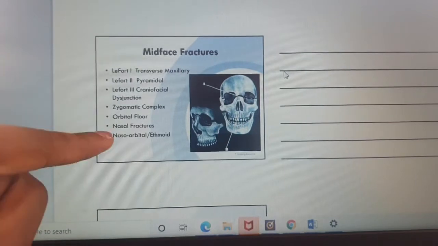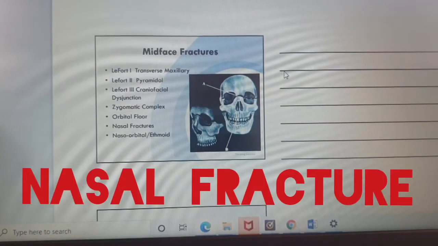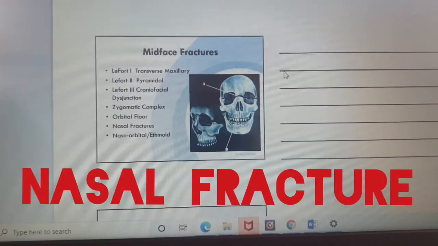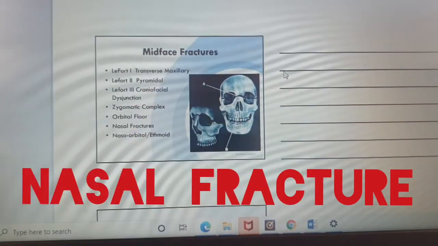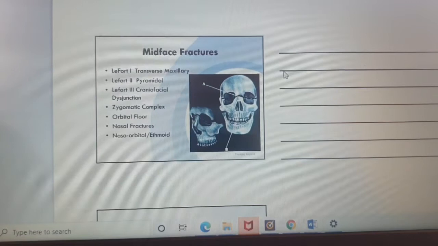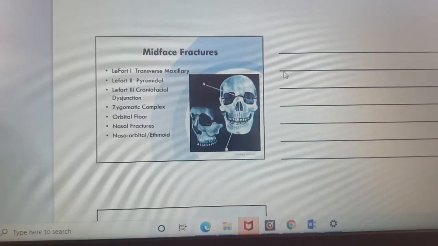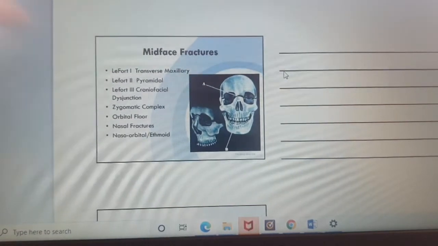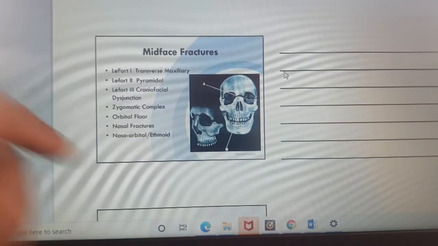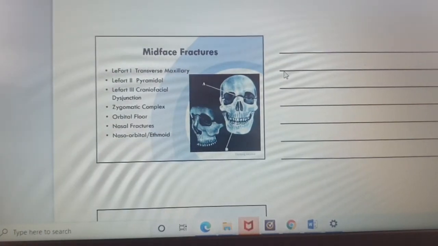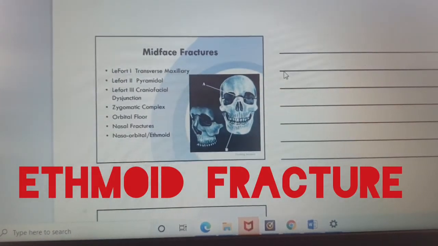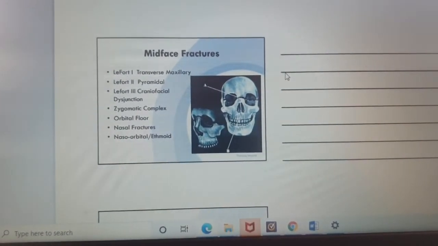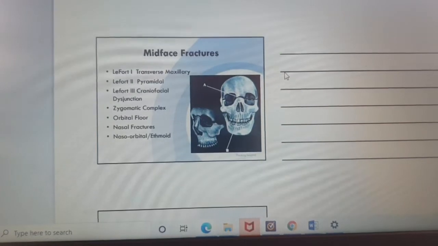And then from there they talk about nasal fractures. This is basically a fracture of your nose. A good punch to our nasal structures, also known as the nose, may cause the fracture of the nasal bone and/or the cartilage associated with our nasal area. And then from there, lastly, we have our nasal-orbital/ethmoid fracture. I think it is self-explanatory and may involve the fracture of the ethmoid bone.